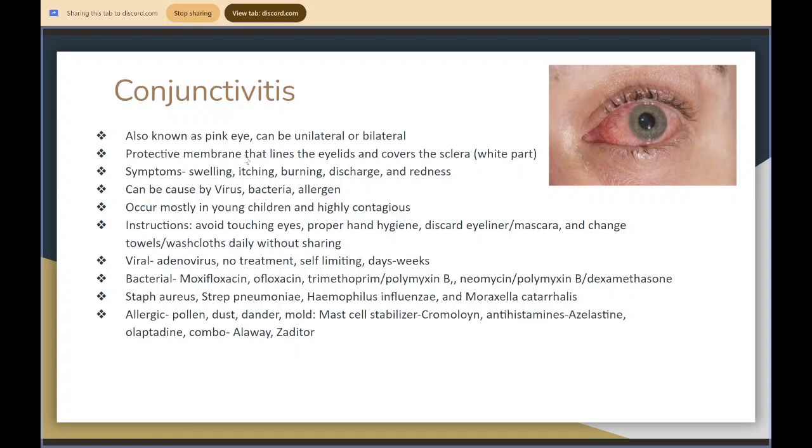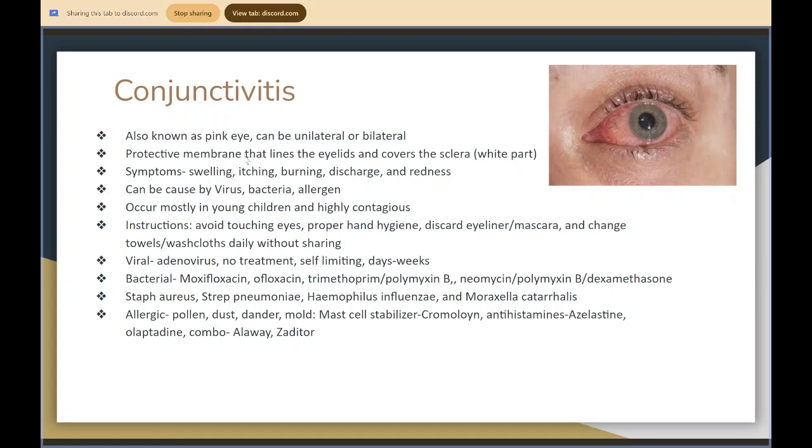A lot of adults that will present with conjunctivitis will say their child has a daycare, school, something similar in their history. There are certain instructions we give with conjunctivitis. Avoid touching the eyes, proper hand hygiene, and just to clarify that, that means frequent and proper hand washing. Discard eyeliner, mascara, or other makeup that you use around the eye, and change towels and washcloths daily without sharing.